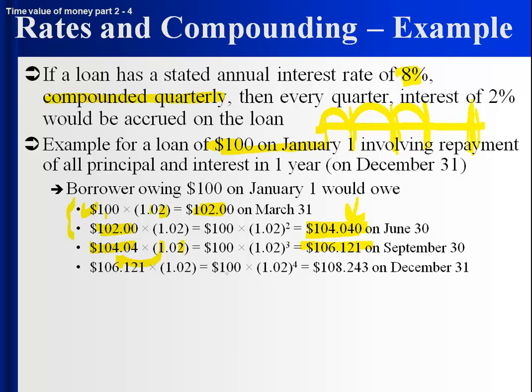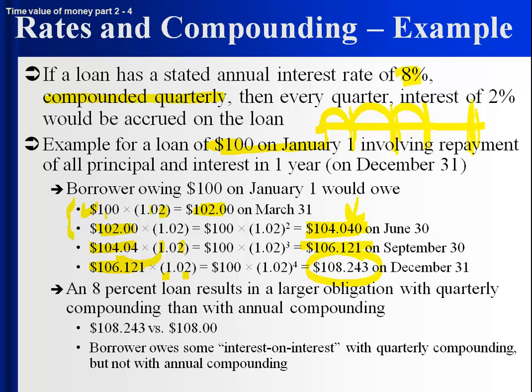End of the year, we say, 3 months ago we owed $106.12. Now we owe 2% more plus the 106.12. We now owe $108.24. So notice that now when we have quarterly compounding, because of the interest on the interest, we actually owe 24.3 cents more than when it was just annual compounding. And that is because of interest on interest, which we experience with quarterly compounding and not annual compounding. So we had two loans, same stated rate, but interest on interest because of compounding made a difference.